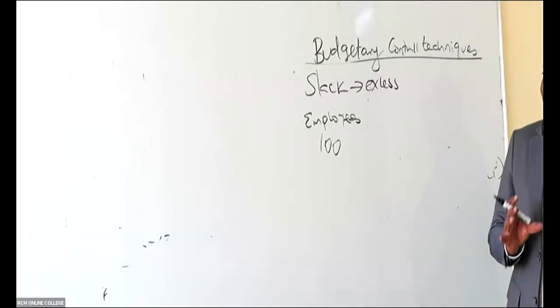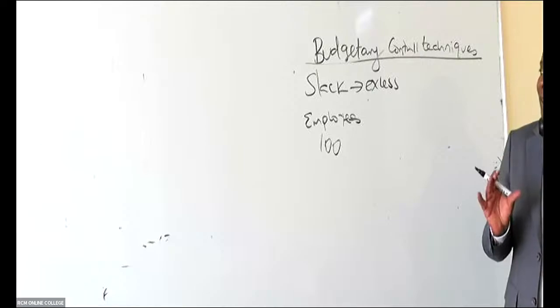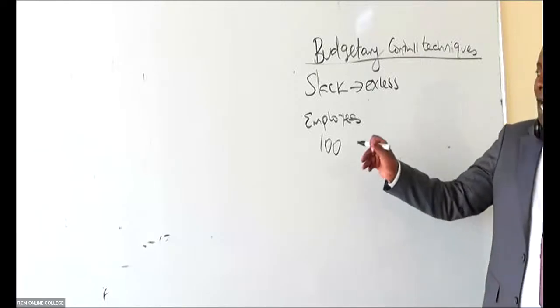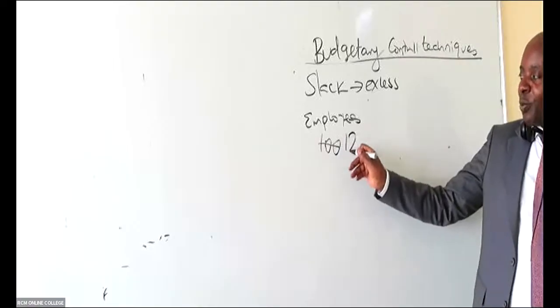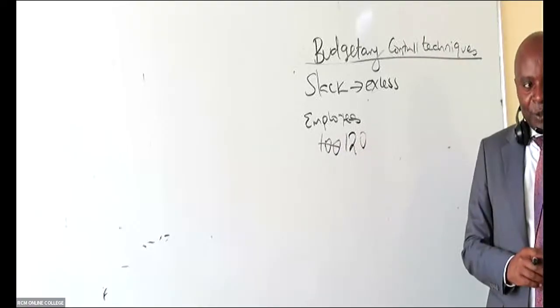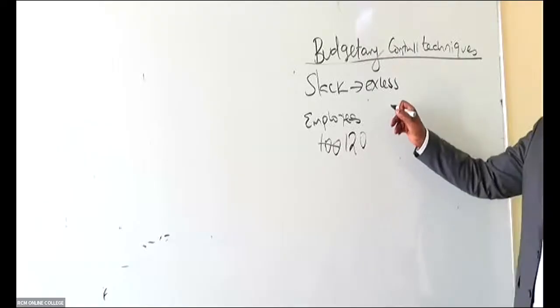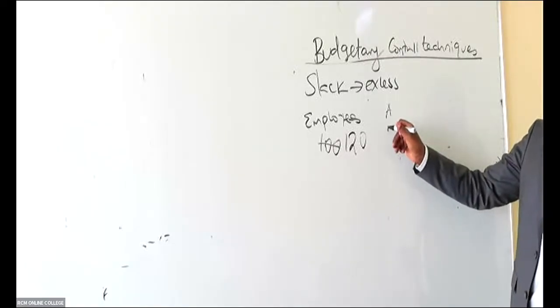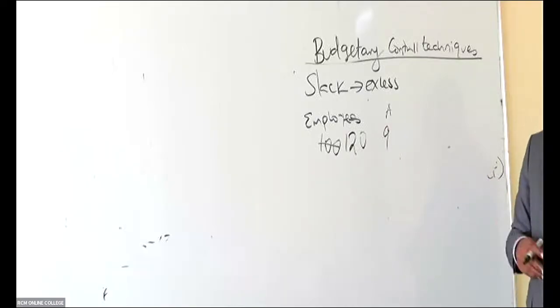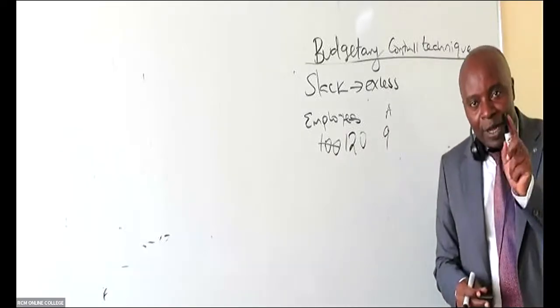So padding the budget, which will lead to a budgetary slack, they can't work with 100. So in this case, they're going to plan to use how many? 120. And then now if actually they use 90, you're going to see that they are getting very abnormal favorable variances.